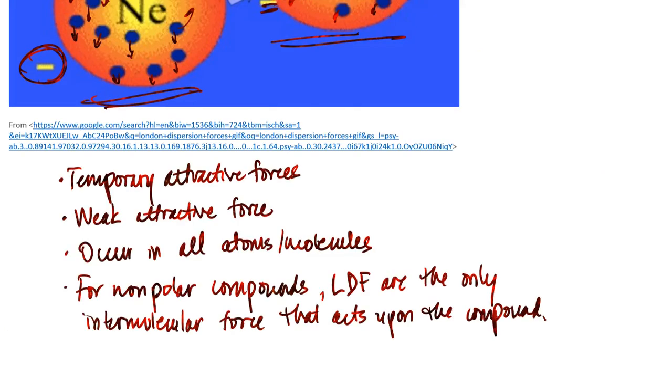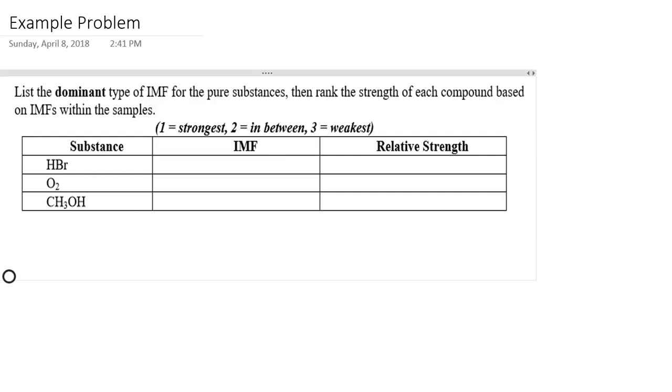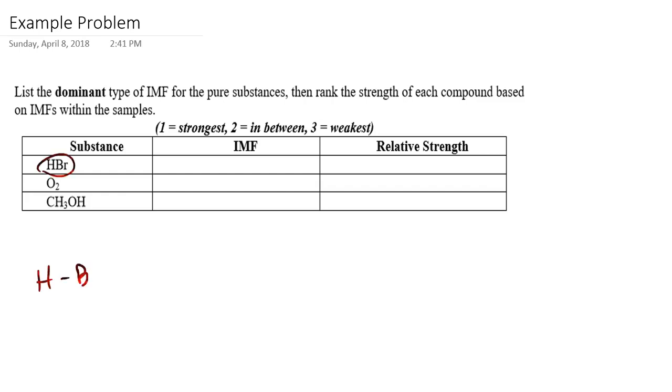And so let's actually take a look at a selection of compounds, and let's see if we can pick out what type of intermolecular force might be the strongest intermolecular force for that particular compound, and let's actually rank their relative strengths compared to each other. And so here I have hydrogen bromide. Okay, there's only one bond in this compound.